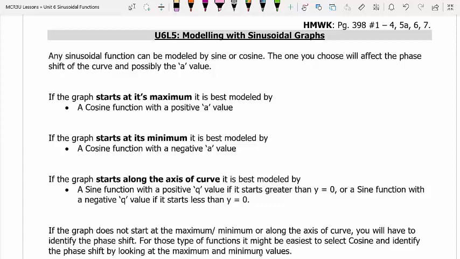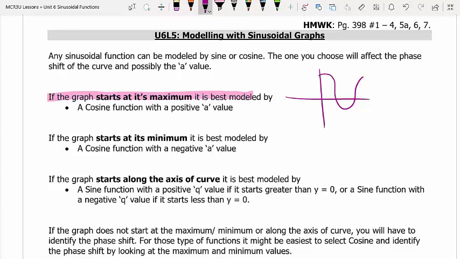Here is a list of tips for when you're deciding if you should develop an equation using sine or cosine. The first tip is if the graph starts at its maximum, it's best to choose the cosine function when you're coming up with an equation, right? Because if you have a graph that starts here, that's really easy to identify the cosine function. It's easy to find the maximum. It's easy to see that there's no shift, etc.